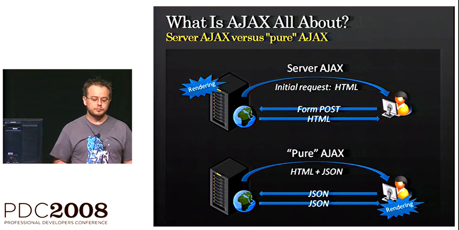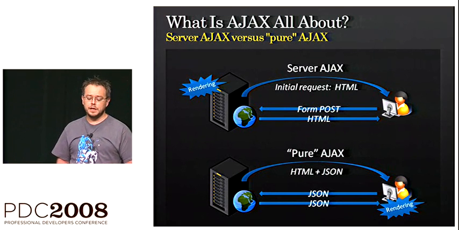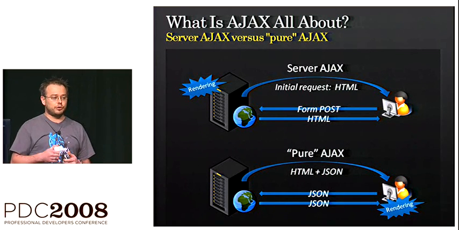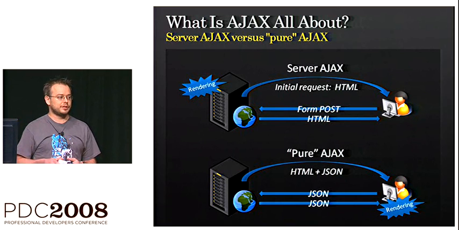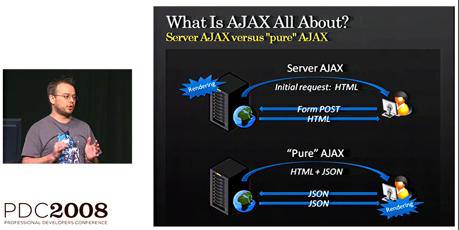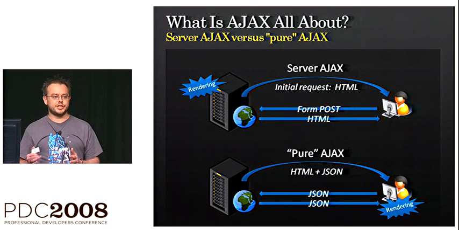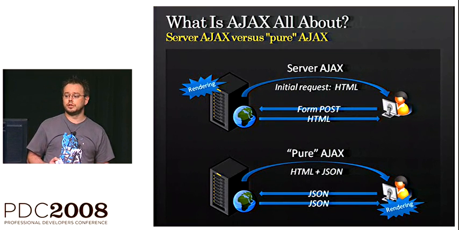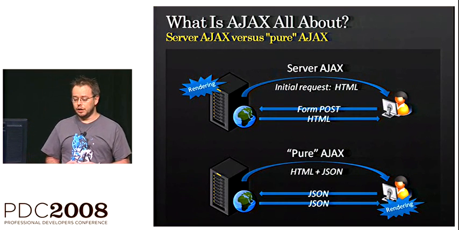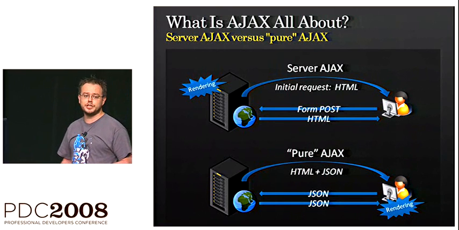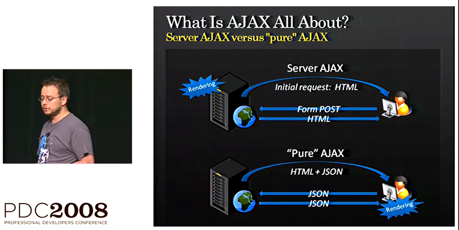So in the pure AJAX model, what travels over the wire for interactions after the first request, that is pure JSON on both sides. So you send a request to a web service using JSON, so it's a much smaller data packet, and what you get back is JSON. And here the rendering is going on the client. So this is what we're going to do today. So this pure AJAX model is perfectly feasible today with Microsoft AJAX, but let's face it, it's a pain.